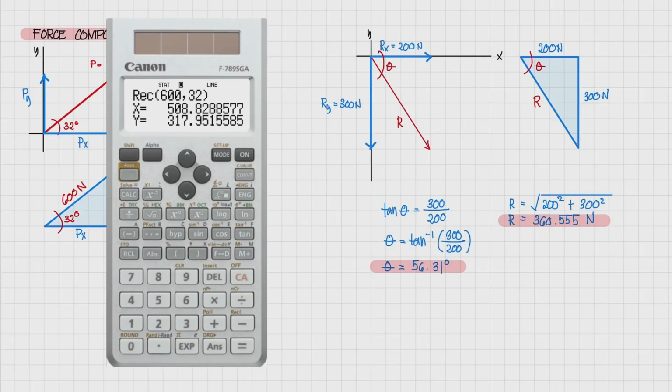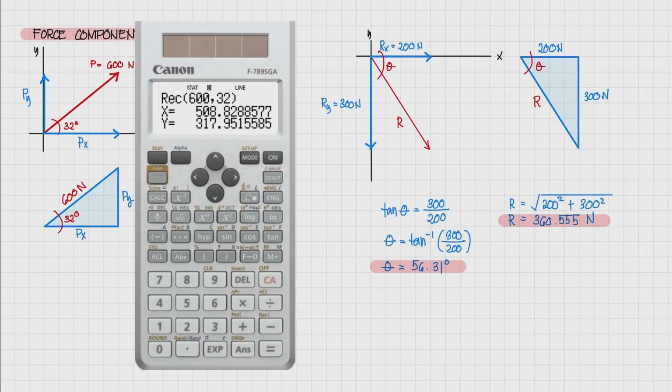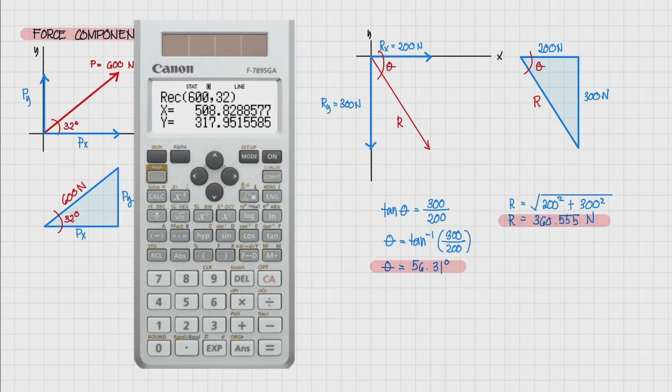What if we're interested in the resultant? I'm still in stat mode. Just press CA to clear the screen. We're going to use our components as the rectangular coordinates, and then look for the polar coordinates r and theta. Our procedure: shift, and then pol. Then we input the coordinates, x first and then y. For the x, we have 200, comma, and then for the y, we have 300. Close the parentheses, equal. There you go. You have your resultant, 360, and then the angle theta, 56.